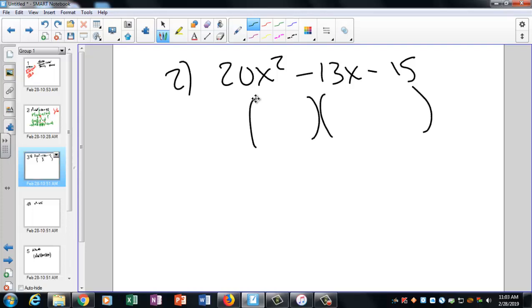If it's a trinomial, the first thing you want to look for is look at that last sign. I mean, before you do anything, look at that last sign.